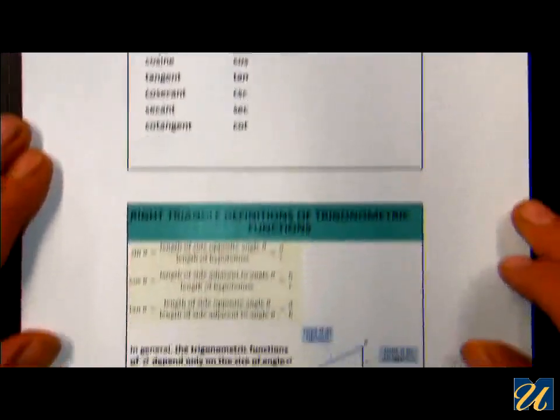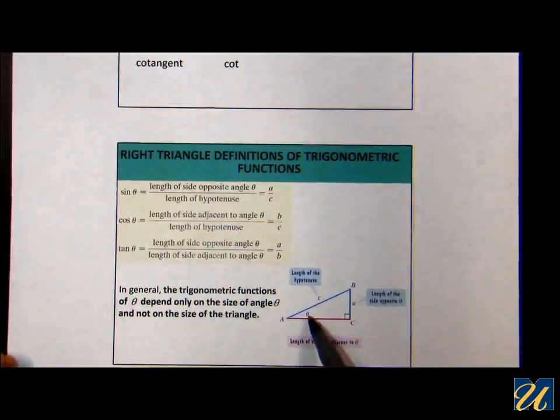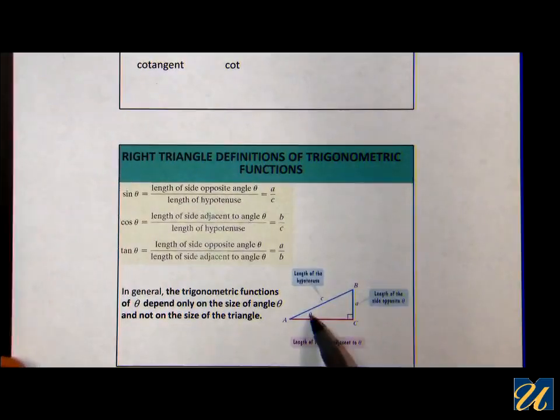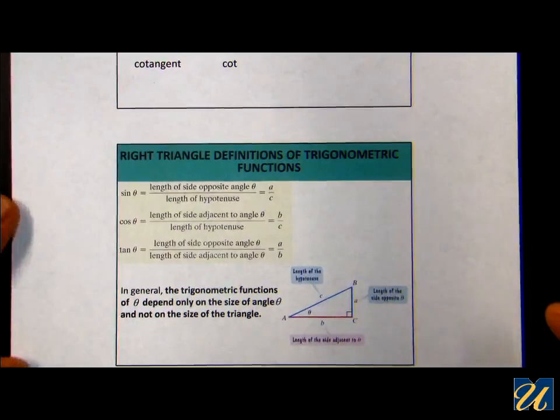In terms of a right triangle, here we have a right triangle with a given angle located here, and we have this length labeled B, this length labeled A, and this length, which is the longest side of the triangle, always opposite the 90-degree angle, is the hypotenuse, and that is called length C.